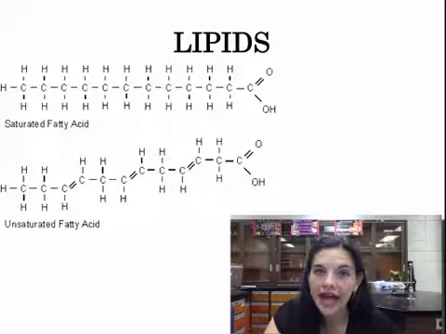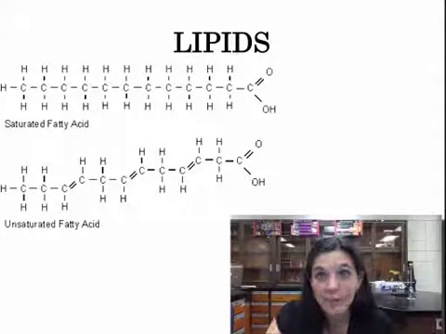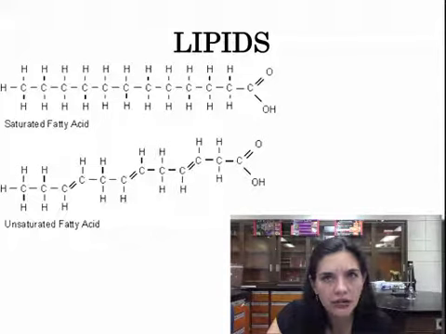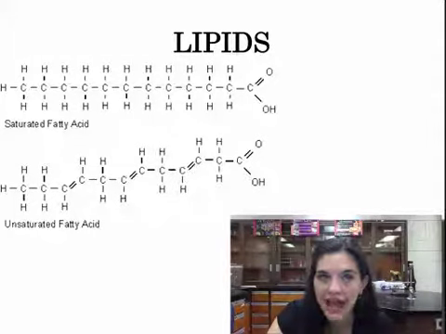Lipids include fats, oils, and waxes. We'll focus on fats first. Most people think of fat as a bad thing. However, your body needs some fat. Now, lipids don't have a true monomer, but they are made of fatty acids. Let's look at this picture of fatty acids. I want you to write down the elements you see in your chart.